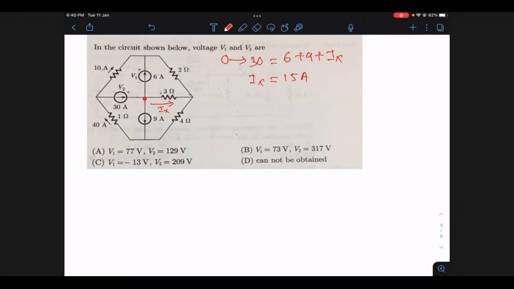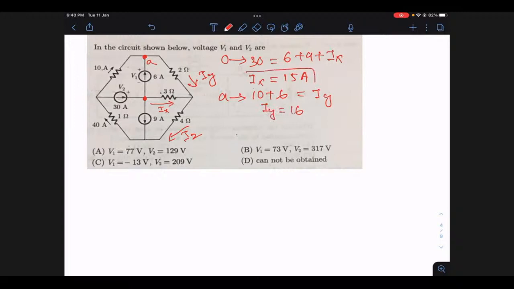Then, using this, what are the unknown branch currents? This is IX, let's say this current is IY, and this current is IZ. These are the only three unknown branch currents. I got IX. Then how do I get IY? To get IY, I can write the KCL equation at this node. Let us name this node A. The incoming currents are 10 and 6, and IY is outgoing. There are three branches at this node, 10 and 6 are incoming and IY is outgoing. So what is IY? IY is equal to 16.